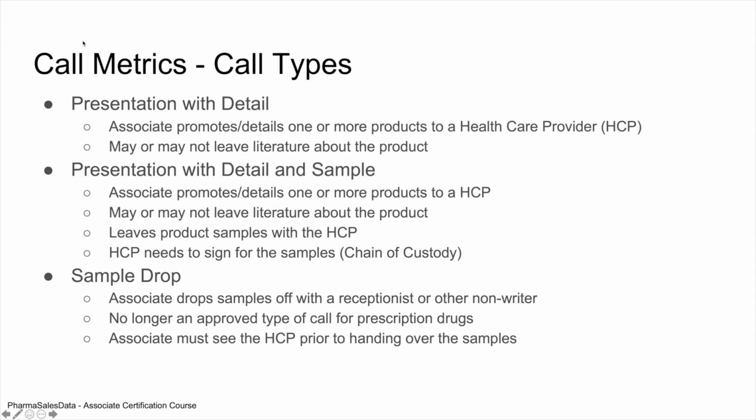Call types. There is a presentation with detail where an associate promotes details one or more products to an HCP, and they may or may not leave literature about that product. There's a presentation with detail and a sample. The associate promotes details one or more products to an HCP. They may or may not leave literature about the product. They leave a sample of the product with the HCP, and the HCP needs to sign for that sample.